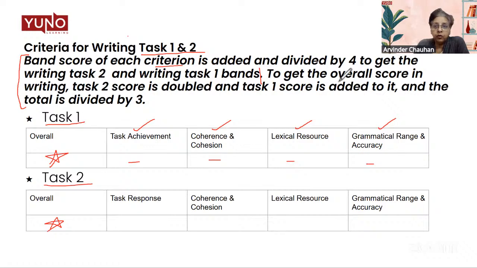Now, to get the overall score in writing, the task 2 score is doubled and the task 1 score is added to it. So whatever score you get over here will be multiplied by 2, and then this one will also be added. You don't really need to get into those calculations because you will not be doing them. This is just for your information. So they do this kind of calculation, they add this to it, and then it is divided by 3.